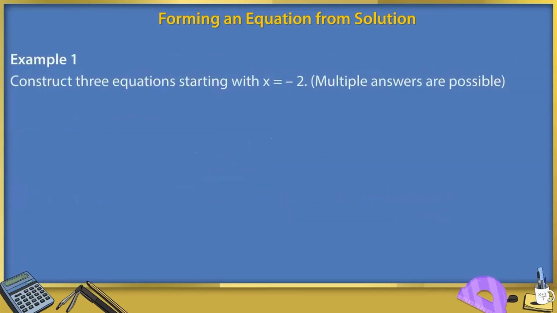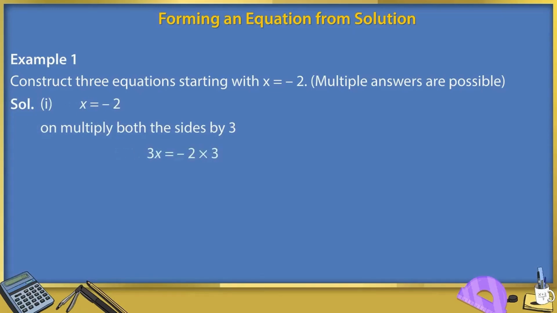Example: construct 3 equations starting with x is equal to minus 2. Multiple answers are possible. Solution 1. X is equal to minus 2. On multiplying both the sides by 3, 3x is equal to minus 2 into 3, or 3x is equal to minus 6.